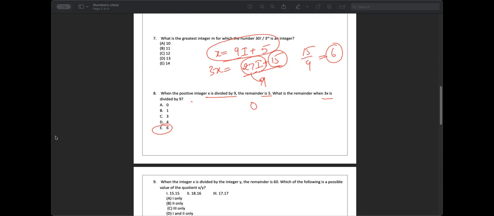I hope this is clear. So can you just repeat it once again? So x divided by 9, remainder is 5. That's how we write it. Right? x is equal to 9 into some integer plus remainder.